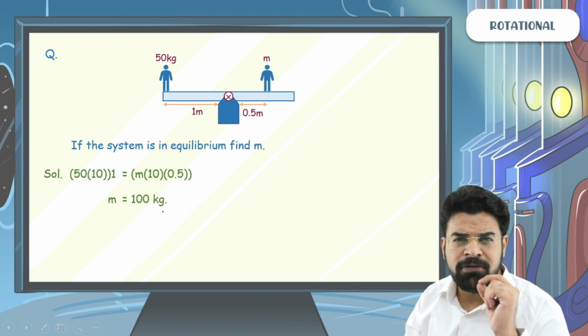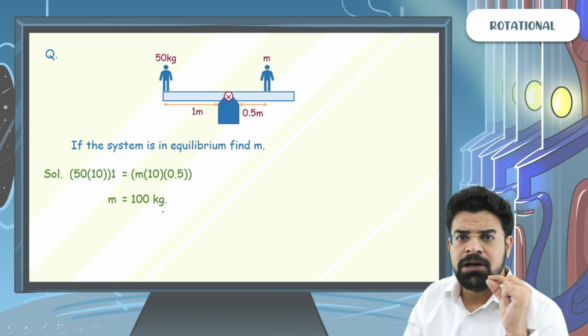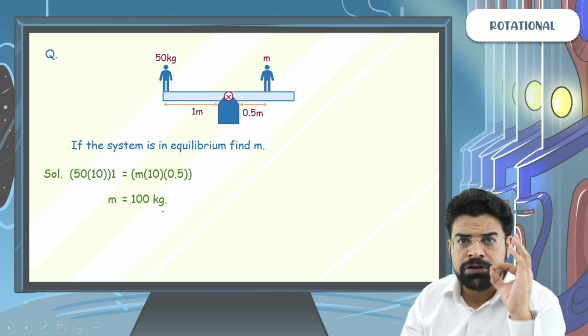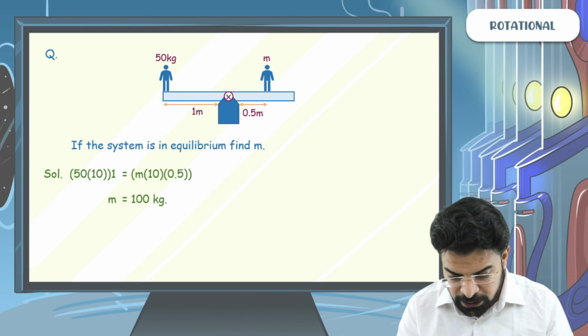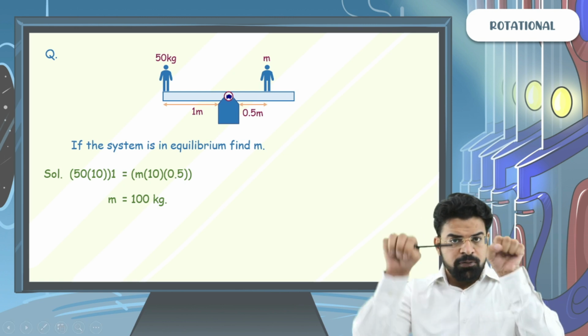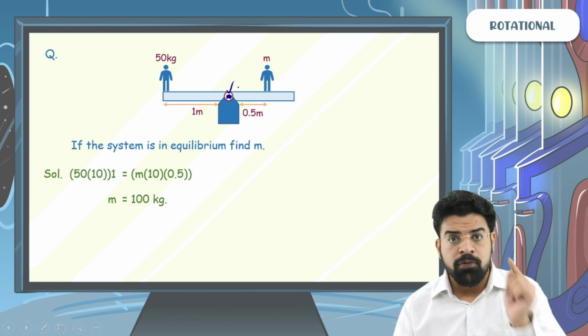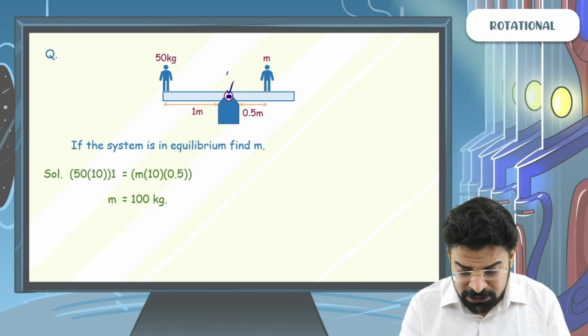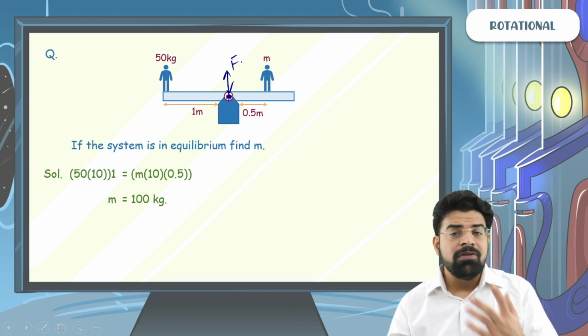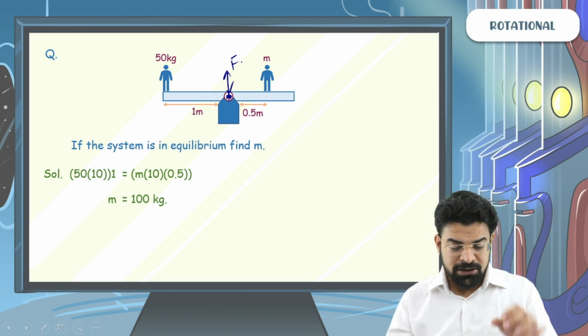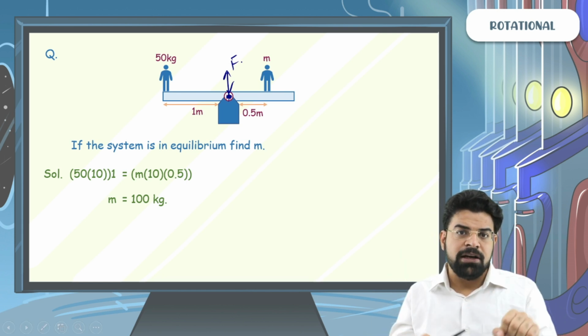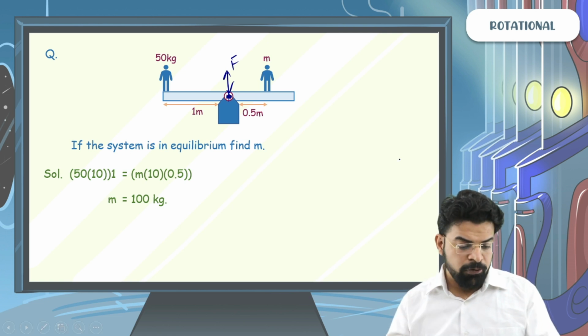Once more, sir, why have you not considered the torque because of the force by the support? Because beta, I am writing torque of both the forces about the point of support. The force at the point of support passes through the point of support. So there will be no torque because of this force, right? So you will say mass has to be equal to 100 kg for equilibrium. Moving on.